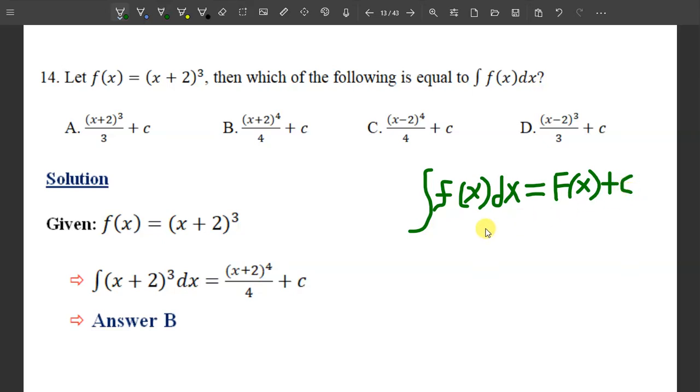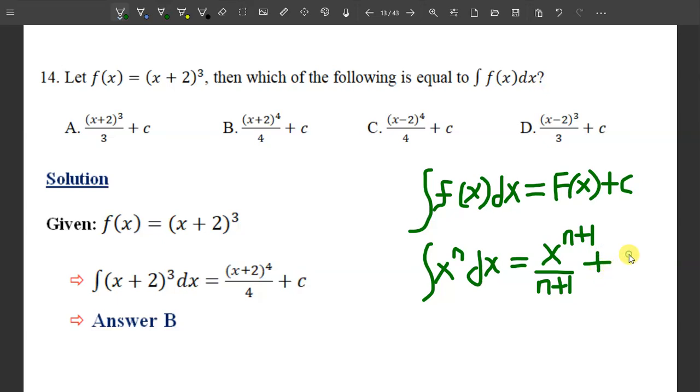And moreover, for a power function, if our f of x is equal to x to the power of n, we say the integral of x to the power of n dx is equal to x to the power of n plus 1 over n plus 1 itself, and then plus c. Since parallel curves have the same slope and must have the same derivative, c is needed for the indefinite integral.